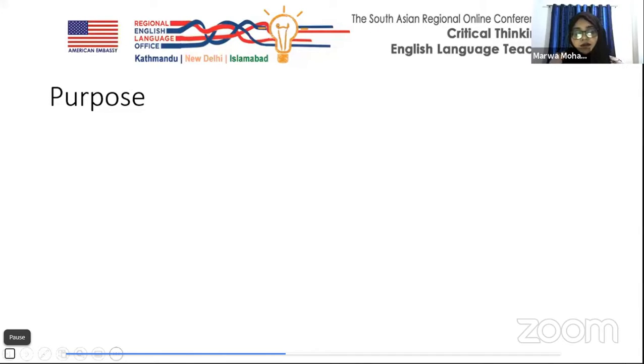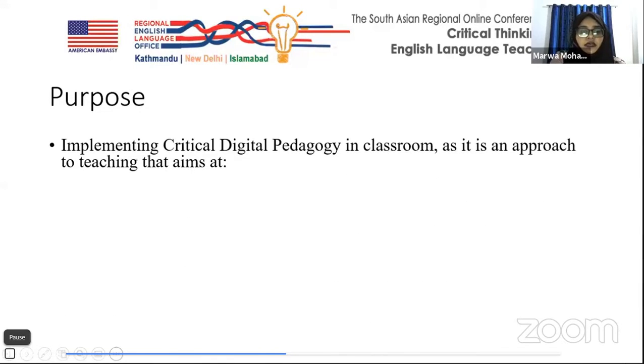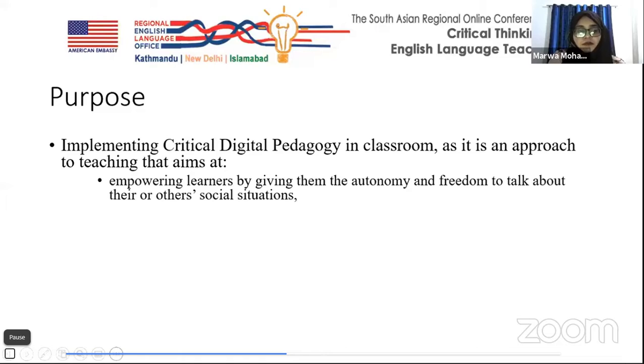So the purpose of this study was to implement critical digital pedagogy, which is about addressing the totality of our learners' experiences. And it is an approach to teaching that aims at empowering learners. This is a very strong phrase, that we should empower our learners as teachers. We should give them the autonomy and the freedom to talk about their and other social situations.